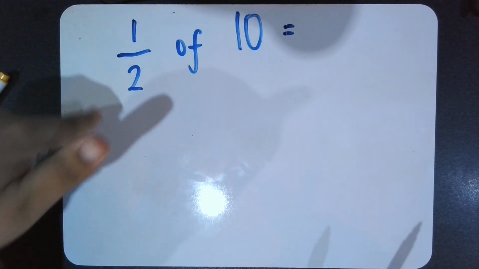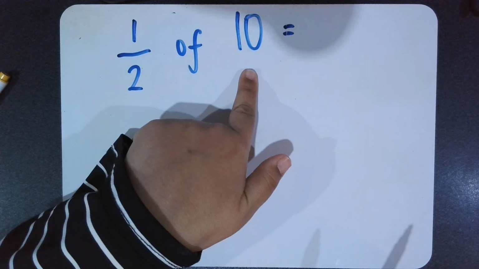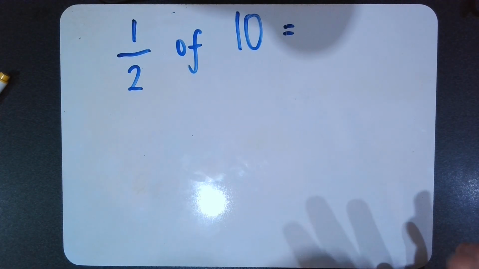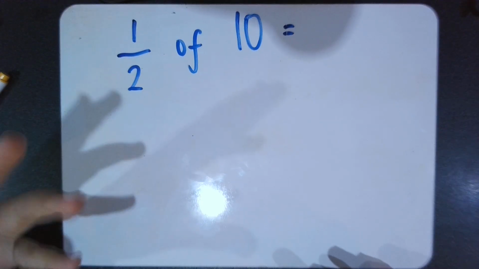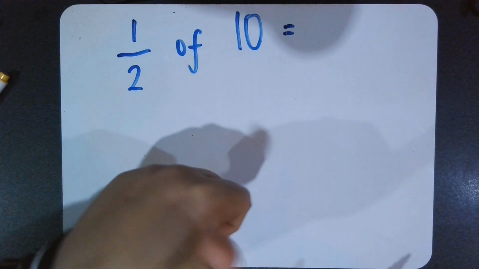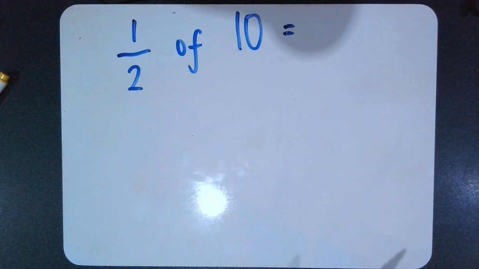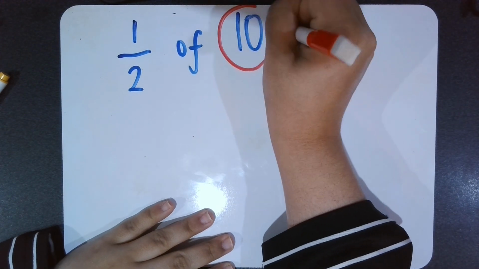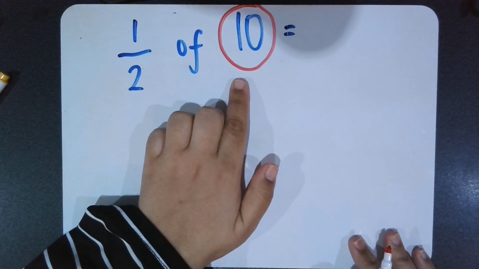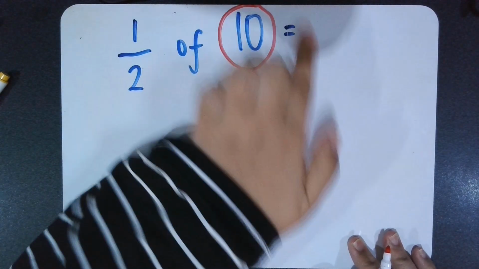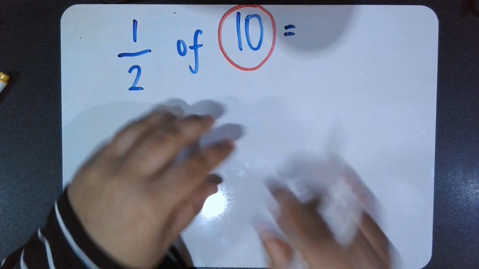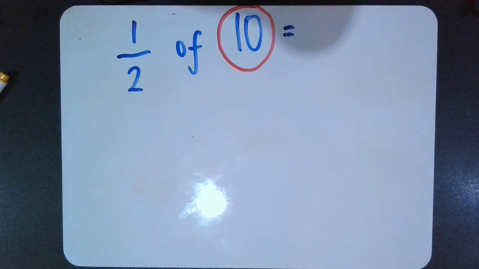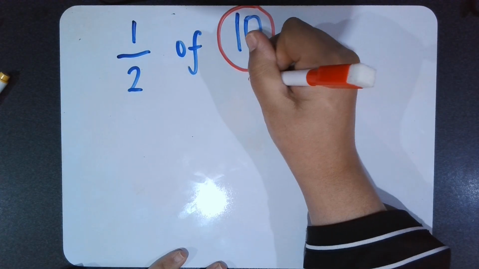I'm being asked to find half of 10. The first thing I'm going to do is figure out what my known and my unknown values are. I know that the whole is 10. I'm being asked to find half of 10. 10 is my whole. This is the number that I'm going to be dividing up in just a second. So my whole is 10.